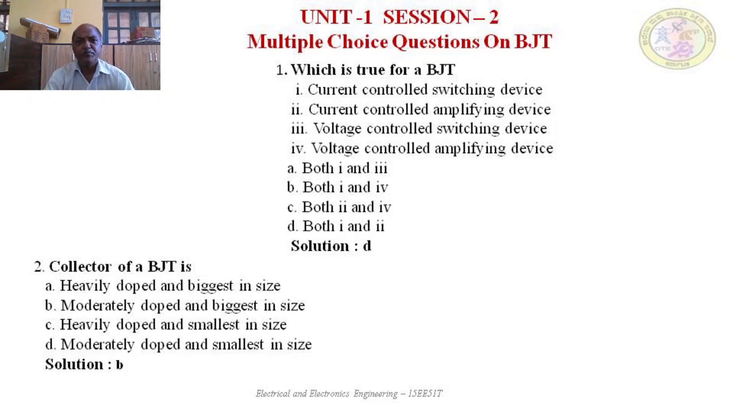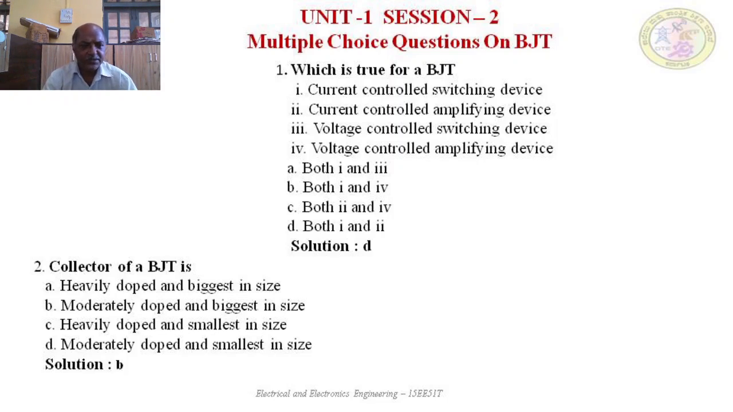Which is true for a BJT? The options are: 1, current controlled switching device; 2, current controlled amplifying device; 3, voltage controlled switching device; 4, voltage controlled amplifying device. And the answer options are A, both 1 and 3; B, 1 and 4; C, 2 and 4; D, 1 and 2. Can you answer? The correct answer is D, that is both 1 and 2 are correct. The BJT is a current controlled switching device and also a current controlled amplifying device.